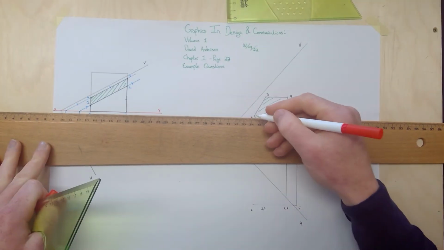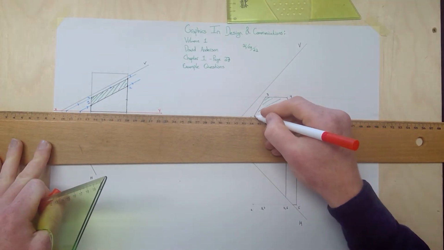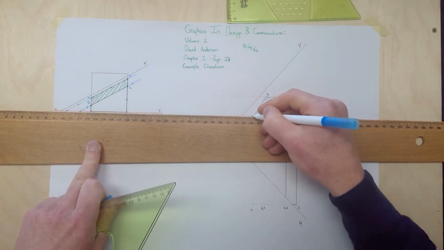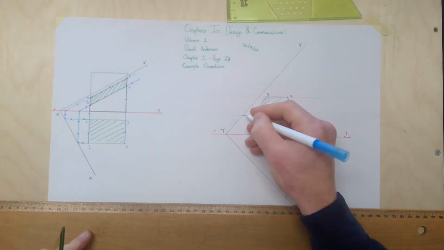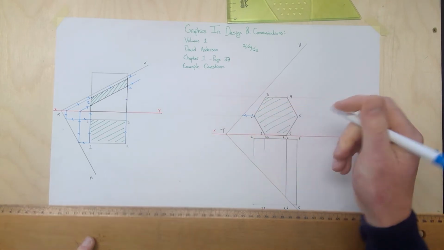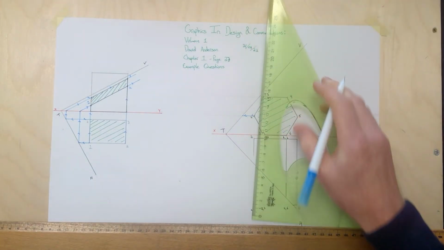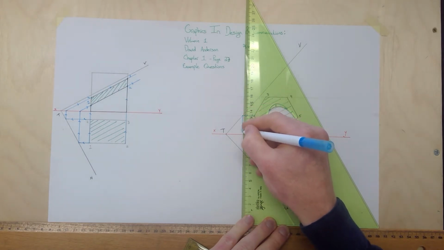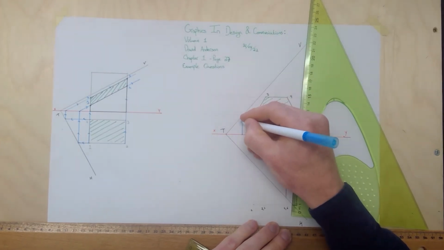So I'm going to start with point 2 here. Bring it straight across till it hits the trace. I'm going to change the color to red, because red is used for the XY line. So I'm bringing it straight across until I hit my trace. Next step, bring it straight down till you hit the XY line. So there we go.